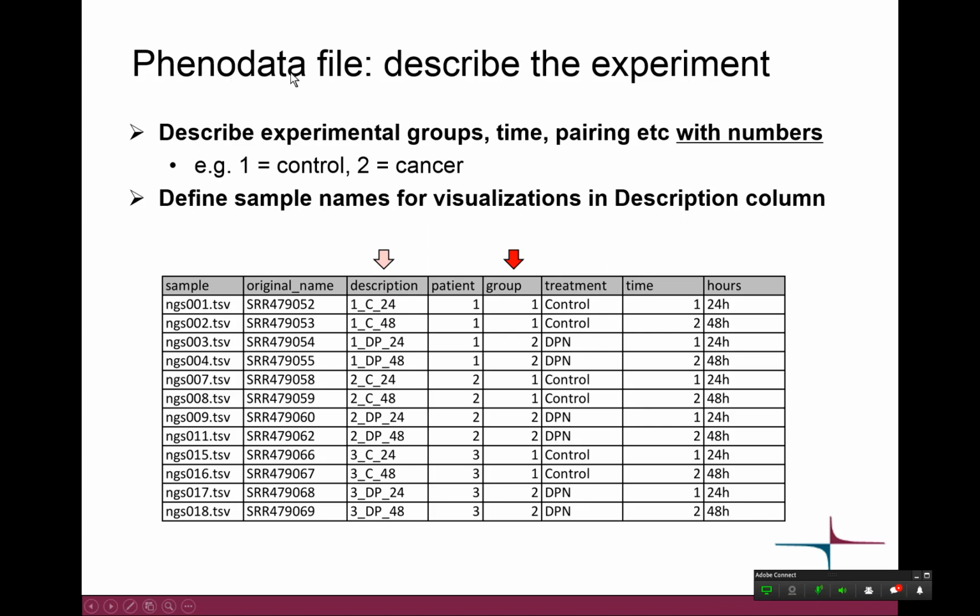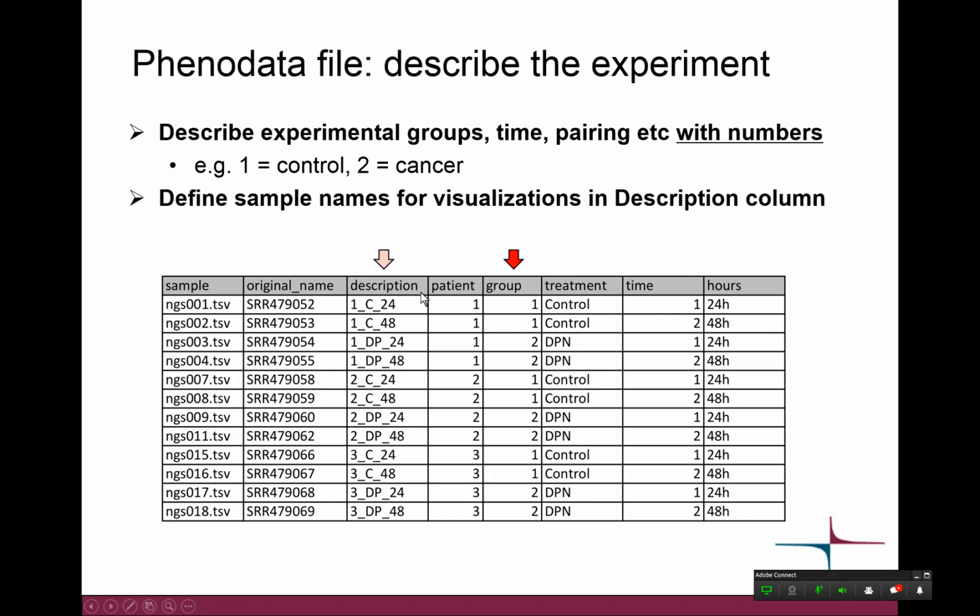The phenodata file is the place in Chipster where you describe your experimental setup. Otherwise, Chipster has no idea which samples are control samples, which are treatment samples, or whatever. So this is where it happens. It's essentially just a table. It's created automatically. It has certain columns by default, but you can add more.